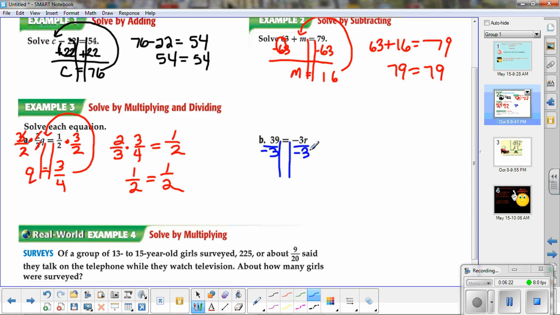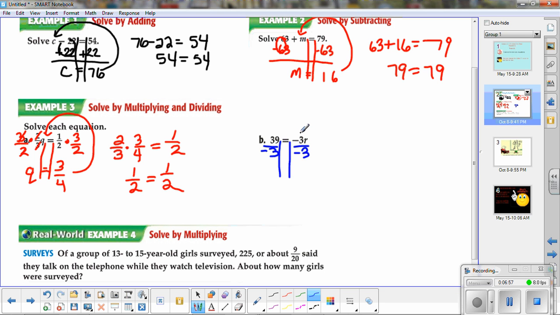Now, sometimes kids mistakenly divide by 3 instead of negative 3 because they're so used to these problems up here where it's the opposite. Instead of negative 22, they do plus 22, and instead of a positive 63, they do negative 63. But down here, you want it to be the exact number that you have in front of the variable because our goal is to get 1r. And if we would just divide by 3, we'd have a negative divided by a positive, which is negative. And we don't want a negative 1r, we want a positive 1r.